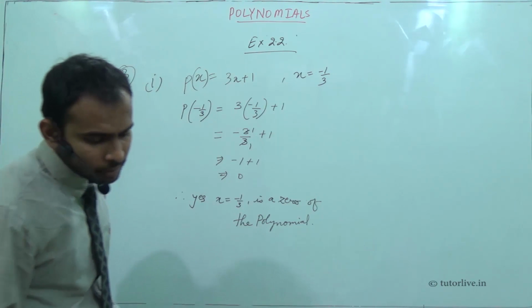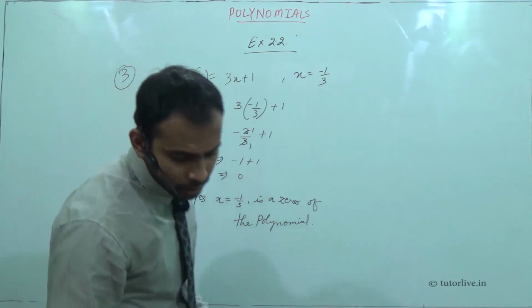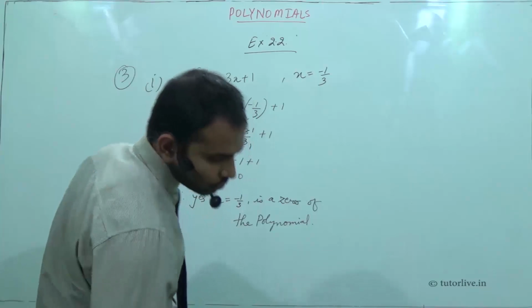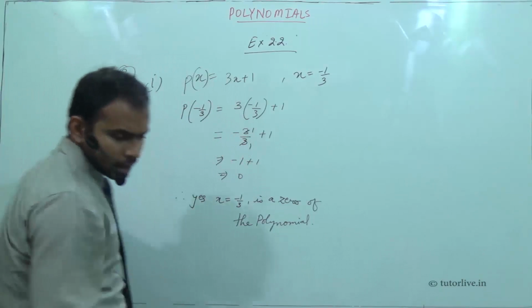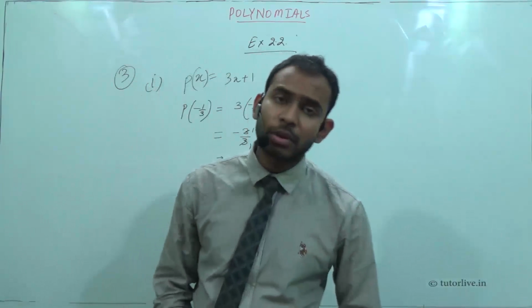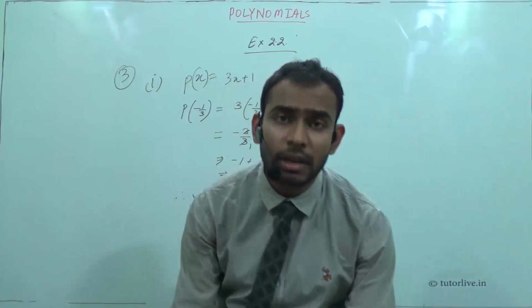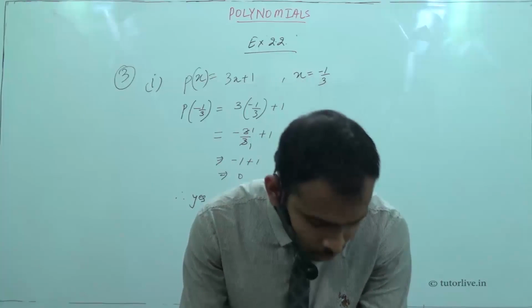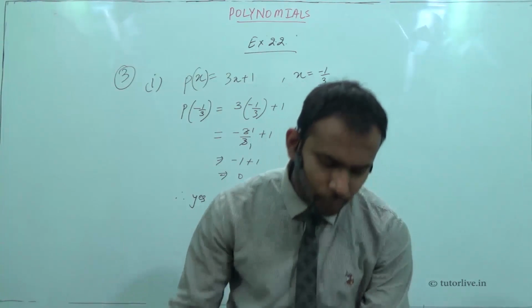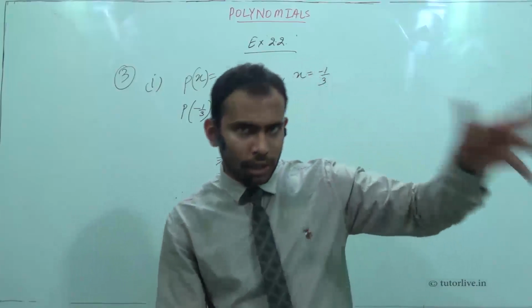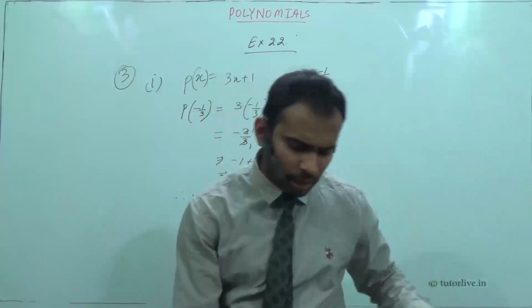I will be choosing some of the difficult parts like the 7th one. The second part is easy. You just have to put the value of x there and see whether the value comes out to be 0 or not. In the third part, once you have to put the value of 1 and once you have to put the value of minus 1. I'll solve that.